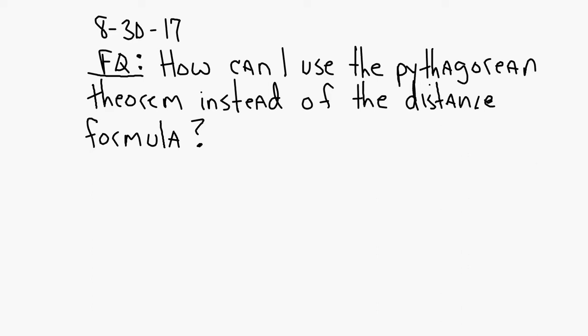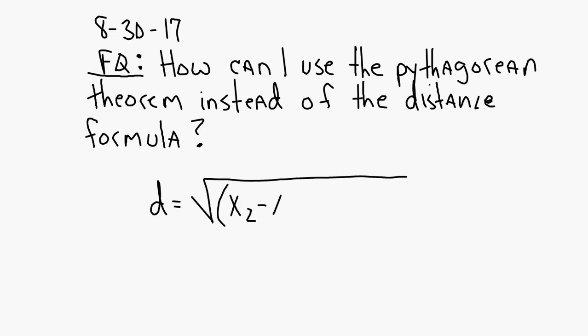Okay, I'm going to show you the distance formula. Distance is equal to the square root of x sub 2 minus x sub 1 squared plus y sub 2 minus y sub 1 squared. That formula will give you the distance between 2 points, obviously, if you know the coordinates of the 2 points.